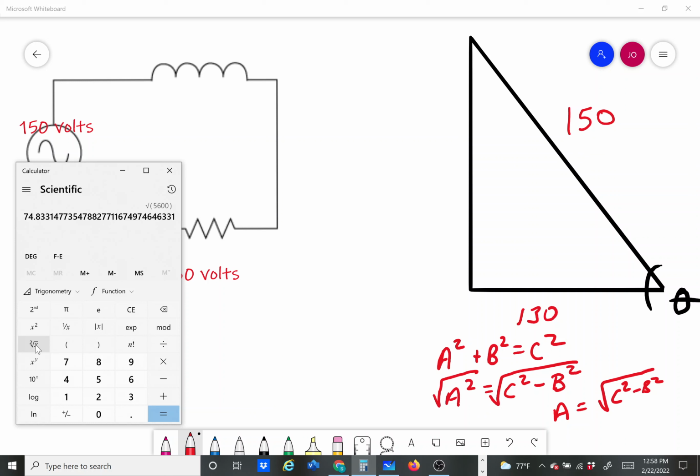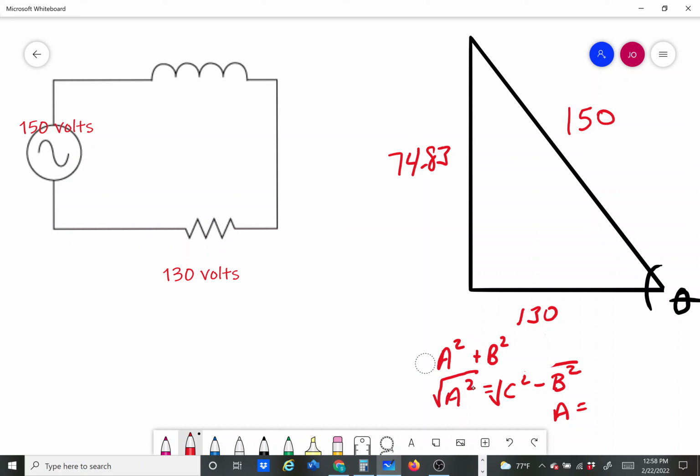So when you look at this calculation, you say, man, 74.83 and 130, that's not 150. But if you take your a squared plus b squared equals c squared, and you take your 130 and square it, let me punch the calculator back up.